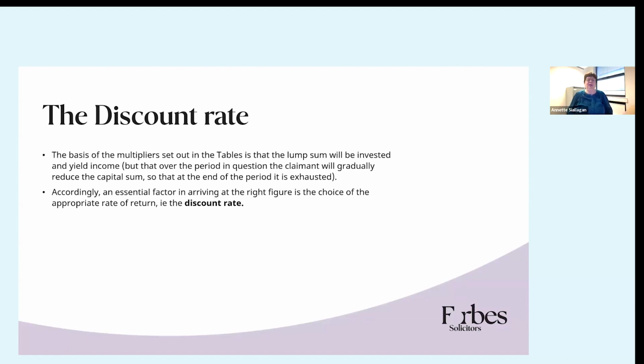So that brings us on to the discount rate, which is obviously very topical at the moment. The basis of the multipliers set out in the tables is that the lump sum will be invested and yield income, and over that period, the claimant will gradually reduce the capital sum. Those are the assumptions that we make. So for that reason, it's important that we apply the right discount rate to the calculation. And those are the figures across the top of the tables, as we've seen.